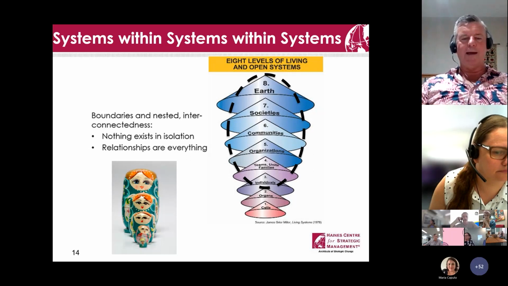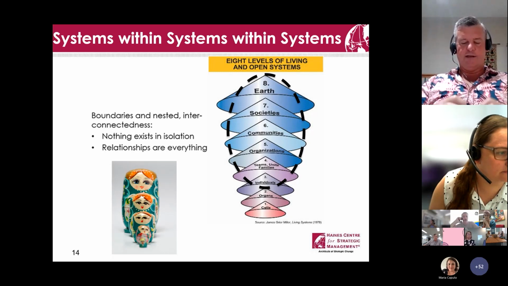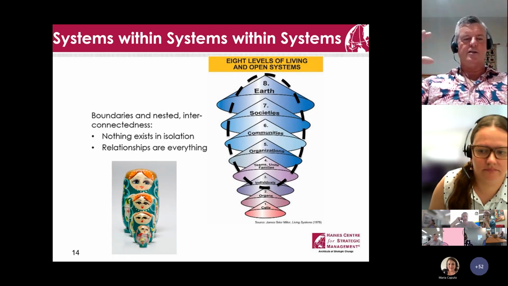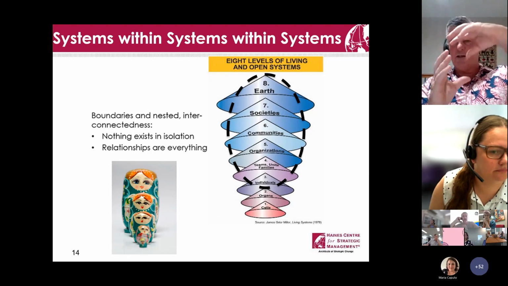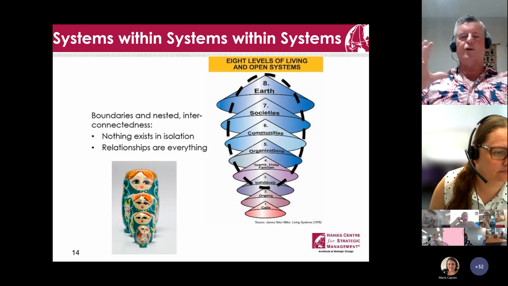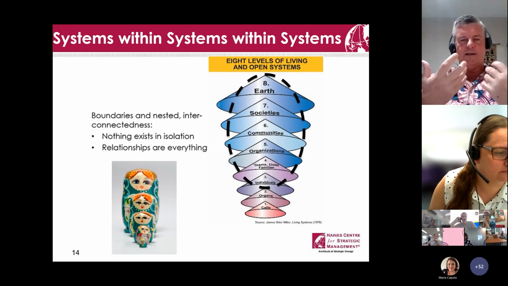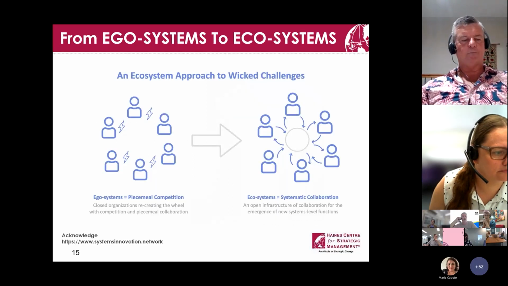One way we try to make it easier to grasp these concepts is we use this notion of the Russian dolls and how they're nested inside each other. If you remember, there's a tiny little doll, which could be the person, and the next one's a little bit bigger, next one's a little bit bigger, and bigger and bigger. So that idea of nesting is a really crucial concept to grasp when you're thinking systems.